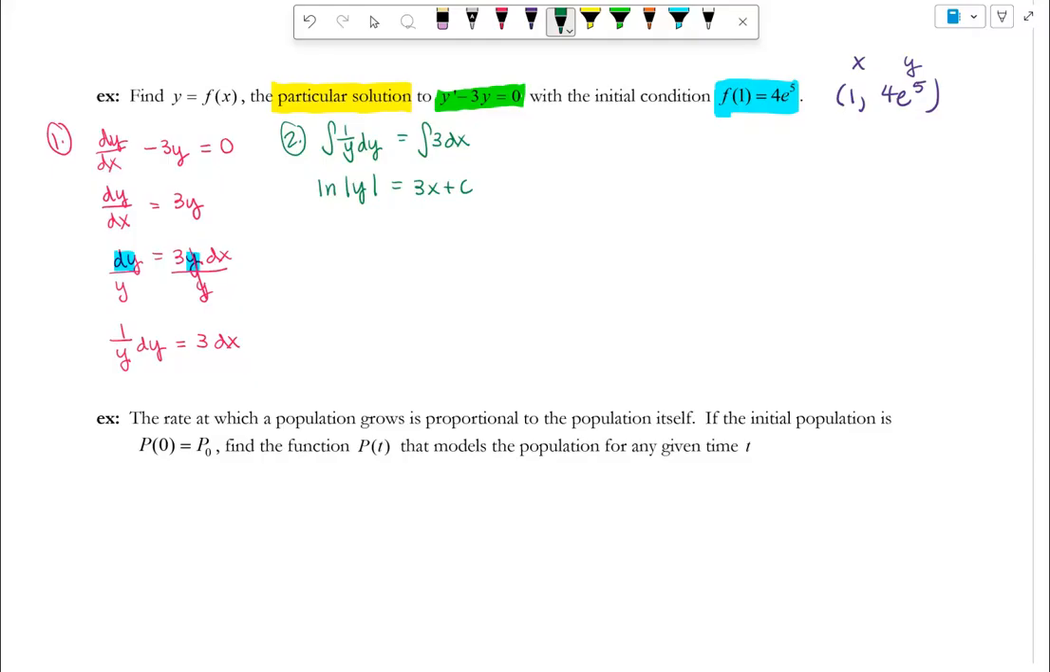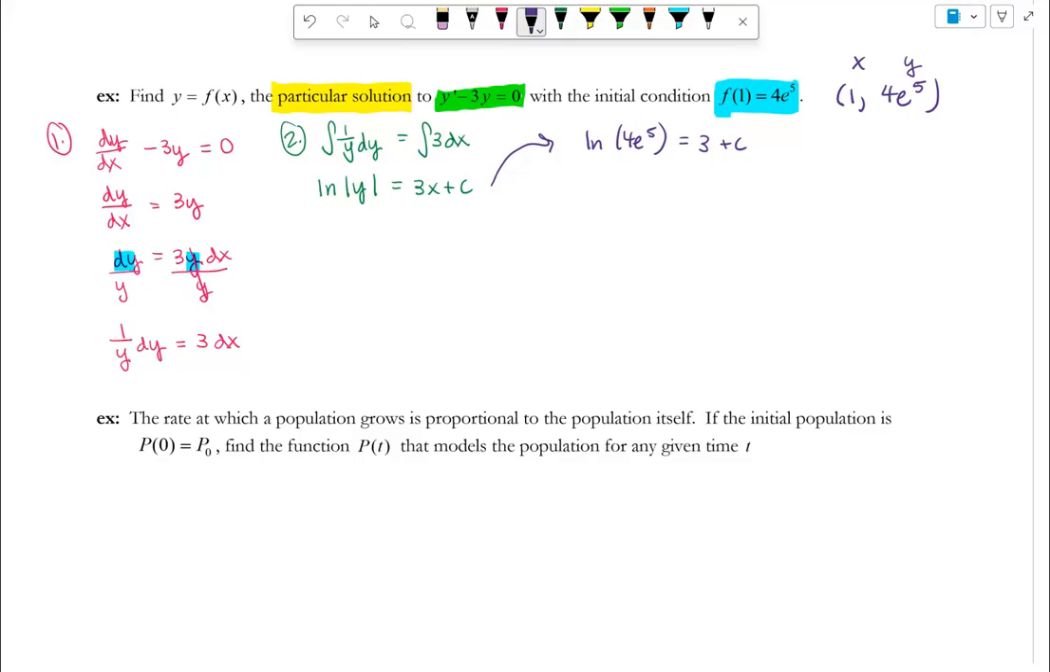All right, so usually here, the next thing I would try to do is find c. I like to usually find c first and then solve for y. So if I plug in 4e to the 5th power, the natural log of 4e to the 5th power, that's a positive number, so I'm dropping the absolute value. That equals 3 plus c.